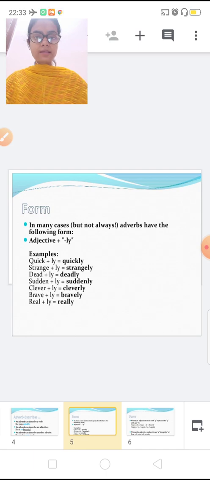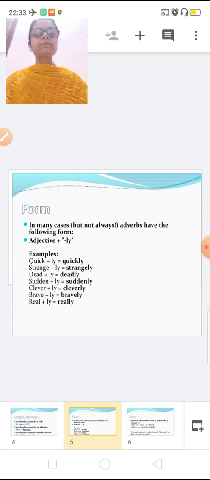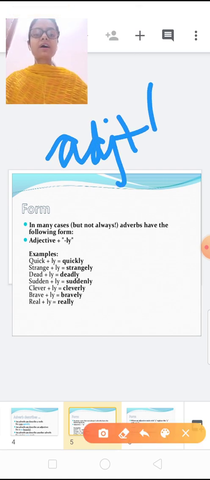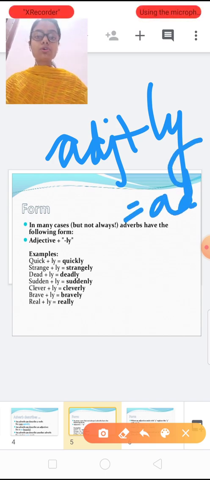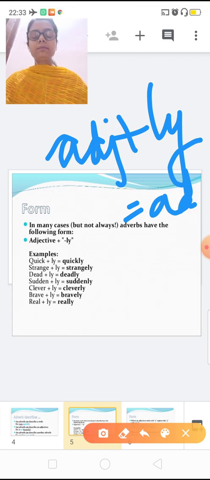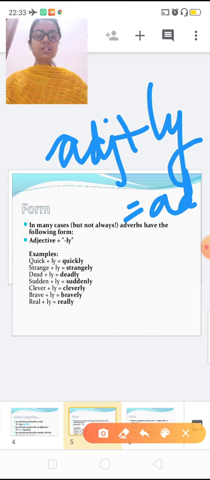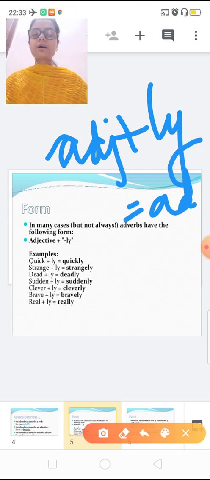If you are using an adjective, then generally you can add ly. Okay? With an adjective, we can add ly to form an adverb. This is a general rule, but not always applicable. There are some different words in which we cannot add ly, but yes, generally we can make an adverb by adding ly to the adjective.